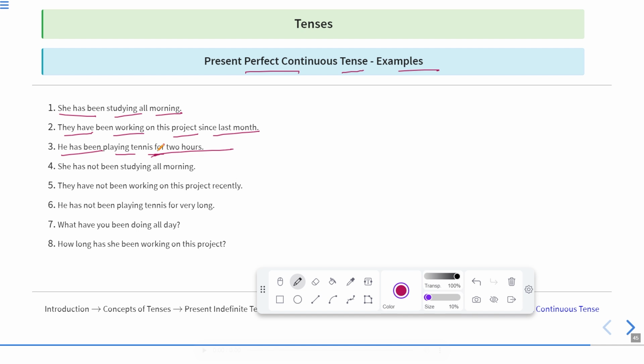Okay. She has not been studying all morning. They have not been working on the project recently. He has not been playing tennis for very long. What have you been doing all day? How long has she been working on this project? So these types of sentences should be written in present perfect continuous tense. Now let us see the usage and further examples of present perfect continuous tense.